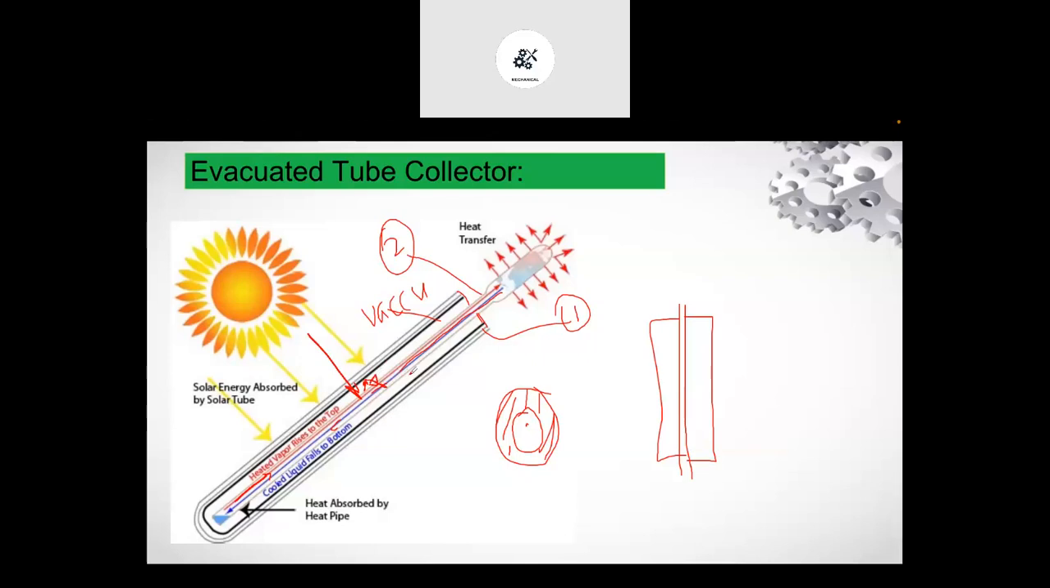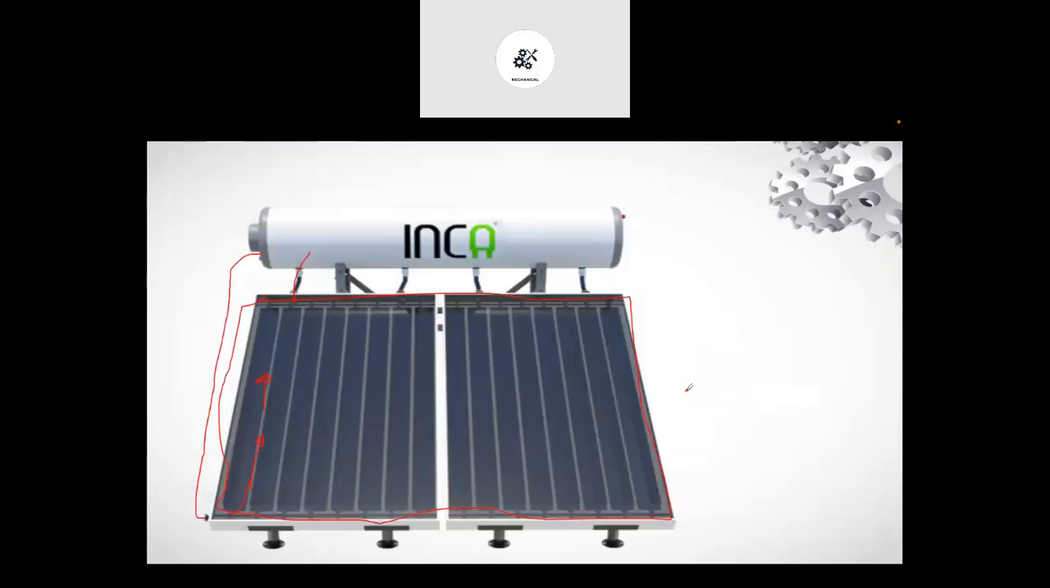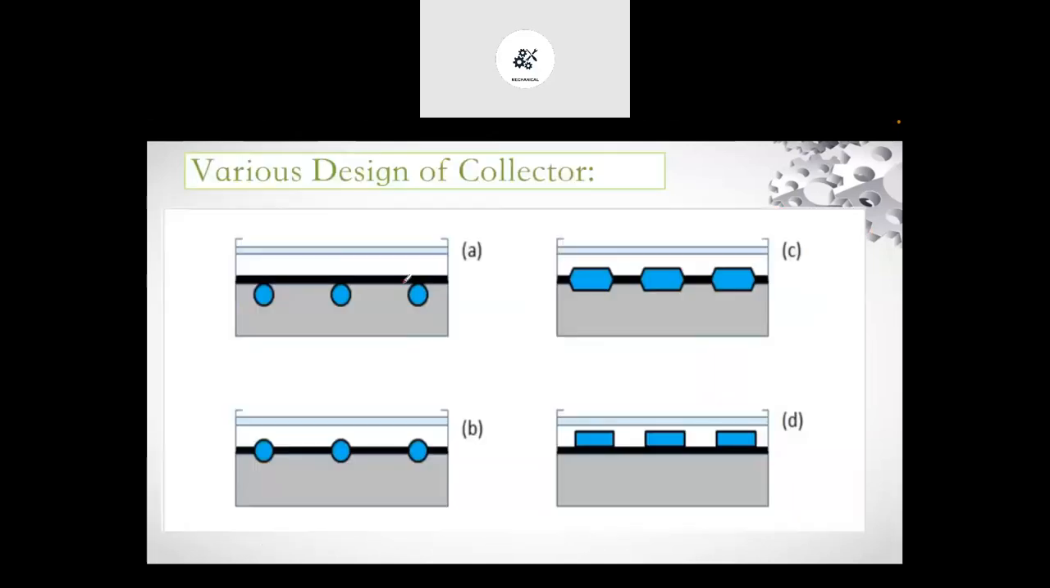So whatever loss there is, that loss is going to be decreased in this evacuated tube collector. And because there is a vacuum present between these two tubes, the loss because of heat transfer is very little, generally negligible.